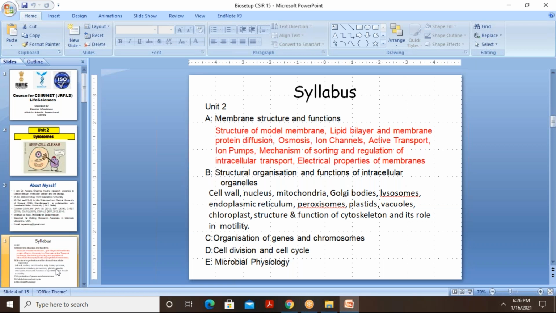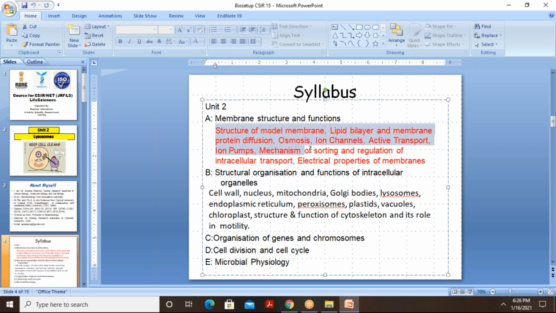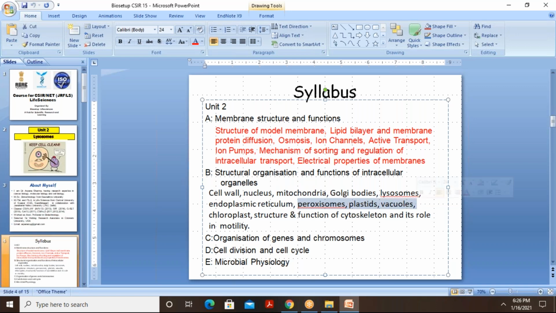Any other question? So see, we have completed this whole thing, and now we have completed lysosome. My promise is that I will complete the cell wall, nucleus, peroxisome, plastid, vacuoles, chloroplast. All this I'll complete on Thursday and Friday. Two days I'll need. Okay.